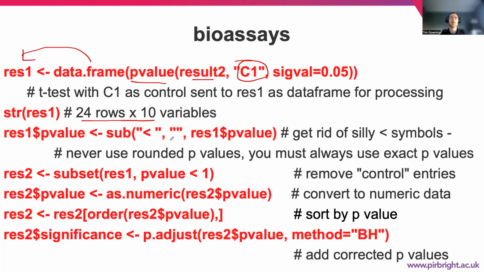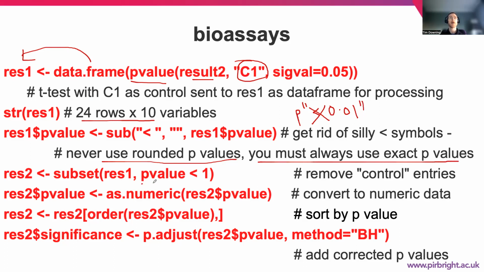Some of our p-values are written like this, with a portion on the right-hand side, less than 0.001 or something like that. So what we want to do is get rid of the space and the less than symbol, so we're doing numerical values only, because we should never use rounded p-values. We should always use exact p-values for reporting our data.